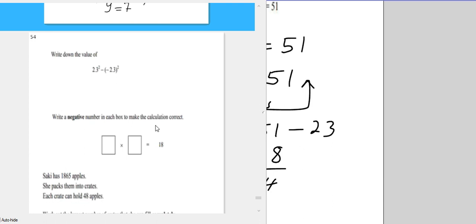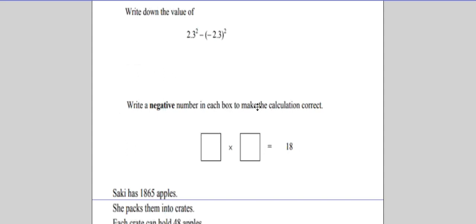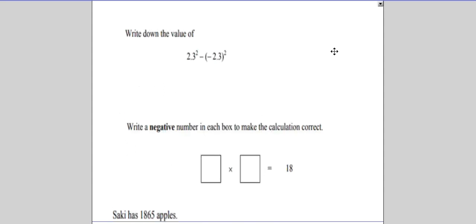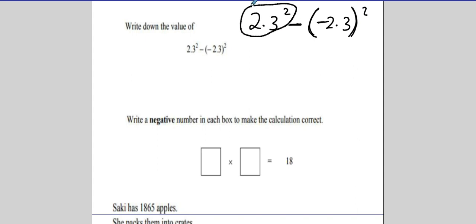Then we are in this page here. We are in this page. Oh wow, same story. Okay, just be careful. This we have 2.3 squared minus negative 2.3 to the power of 2. Don't do negatives times negative. No. First, work out this power. Work out these powers.